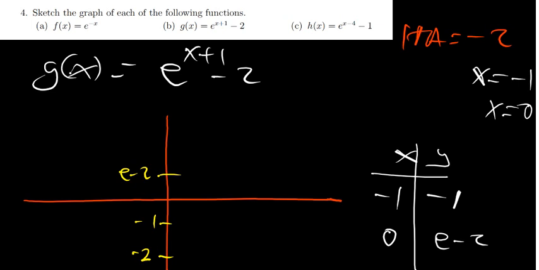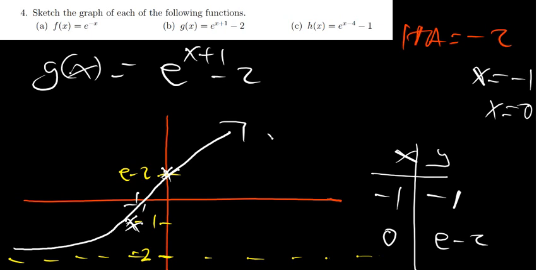So our horizontal asymptote is at -2. It has to start running away from that line, going up. So now we have the first point, which is -1, -1. I'll put -1 here. So it's this point. Next is 0, e minus 2, that point, this point. So running away from the asymptote, going there. That is going to be our graph.